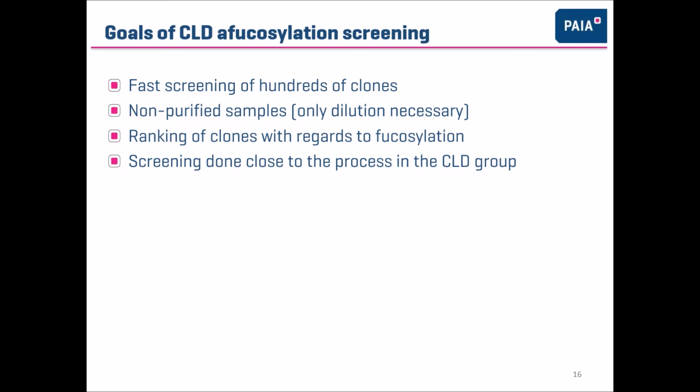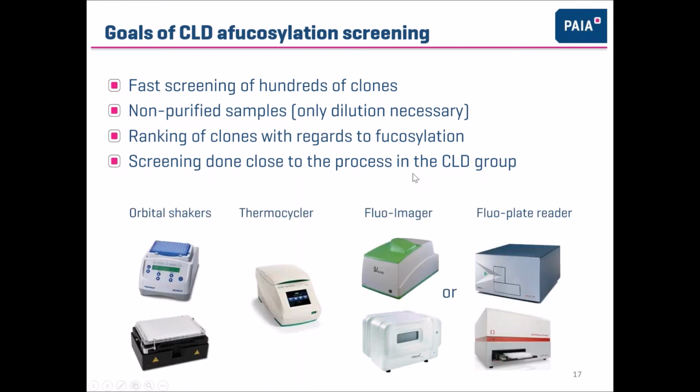And of course, what would be really desirable, and that's what we can do with our assays, is that the screening can be done very close to the process in the CLD group where the samples are generated. So what do we need in terms of equipment for this? Orbital shaker, the faster the better, because that means the faster the assay is done. Then for the sample prep, we can either use something like a thermocycler, but you can also use an orbital shaker with a heating function, which is reliable. And then the last part, of course, is a reader system.